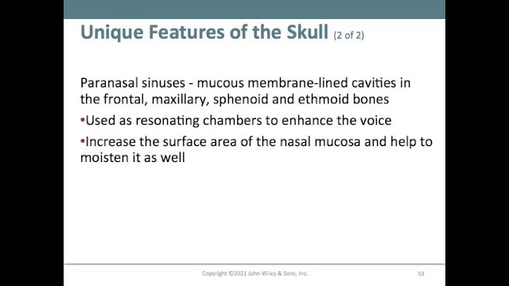Here we have the unique features of the skull. So the paranasal sinuses, again at the bottom of page 220, are mucous membrane lined cavities in the frontal, maxillary, sphenoid, and ethmoid bones. As I said a few minutes ago, they're like a resonating chamber. They enhance your voice. They also increase the surface area of the nasal mucosa and help to moisten it as well. So it gives your nose a little bit more surface area.